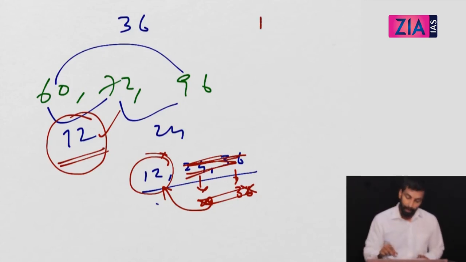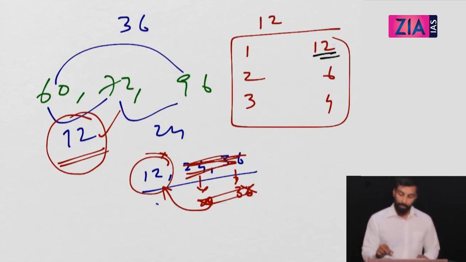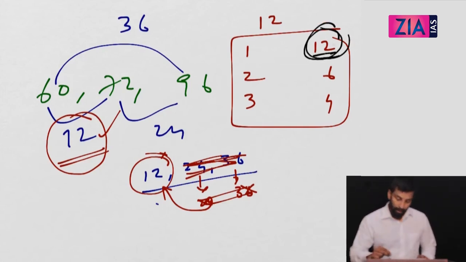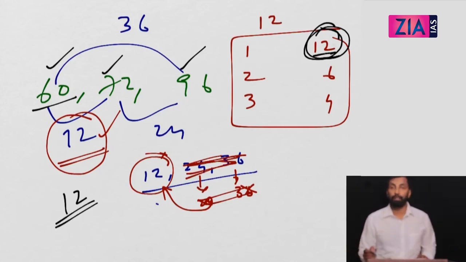So what are the factors of 12? 1, 12, 2, 6, 3, 4. So one among these will be your HCF. And most probably the highest common factor will be the highest factor itself. But you need to check it. So here you take 12 and check whether I can divide 60 with 12. Yes. 72 with 12. Yes. 96 with 12. Yes. Then what is your HCF? 12. If you cannot divide any of the numbers with 12, what will you do?